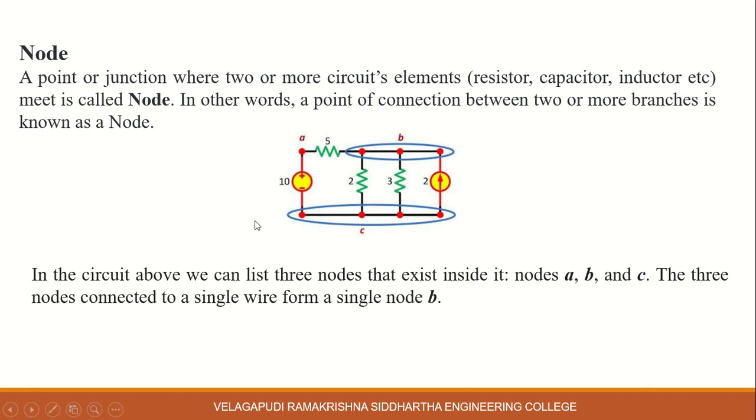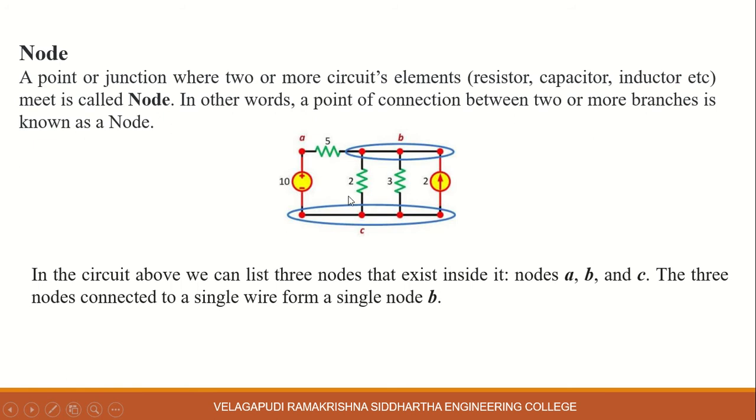If you see the example of an electrical network, here the 5 ohms, 2 ohms, 3 ohms, 2 amperes current source, and 10 volts battery are the branches. Here 3 branches, 2 ohms, 3 ohms, and the 2 amperes current source, are connected to the same point. This connecting point is the node. We name this node B. And also, the 10 volt source and 5 ohms resistor are connected at one point. This connecting point is one node. We name it node A.